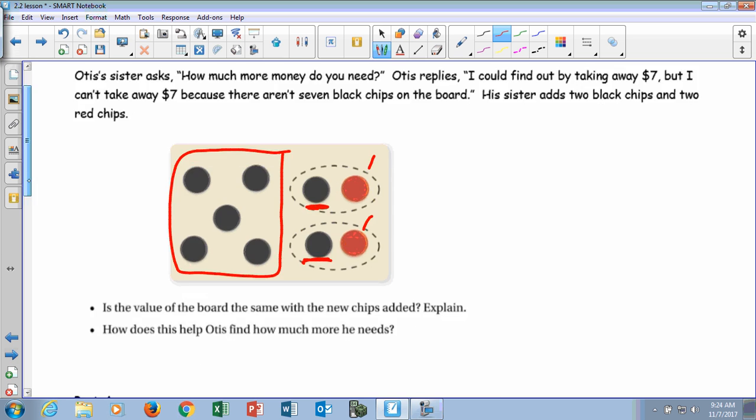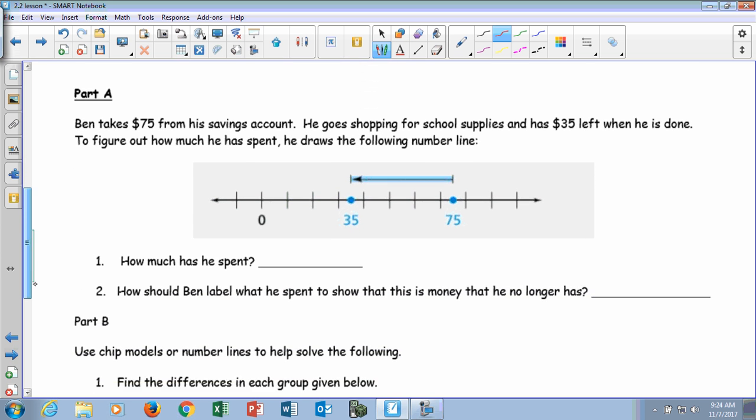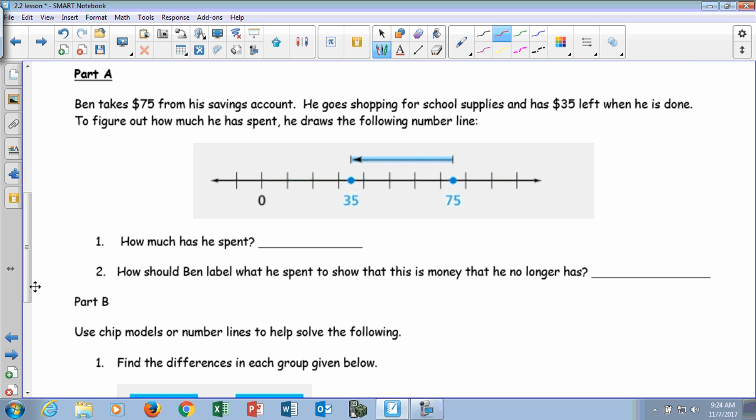Okay, so let's start getting into it. Ben takes $75 from his savings account. He goes shopping for school supplies and has $35 left when he is done. To figure out how much money he has spent, he draws the following number line. So there you see it.